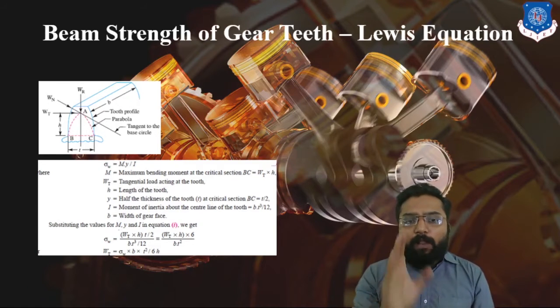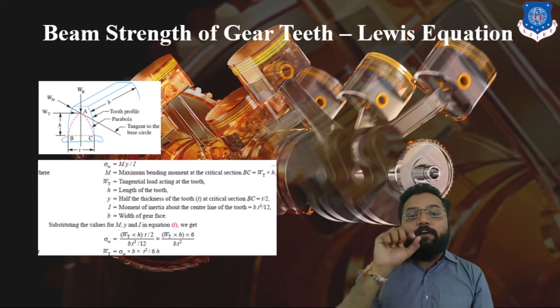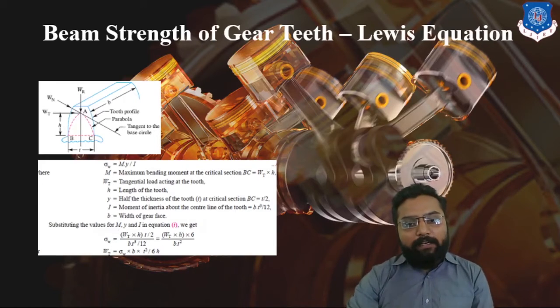Clear? Y is half the distance of its thickness. So ultimately, depending on that equation, we can put in M, which is the moment. Moment is nothing but force into the distance from the center of that root. Here, the second thing is y, which is t by 2, and I is equal to bt cube by 12. So ultimately, our equation will look like this.